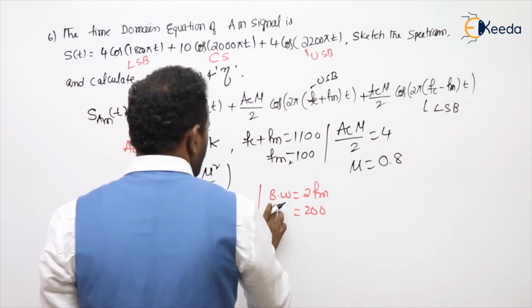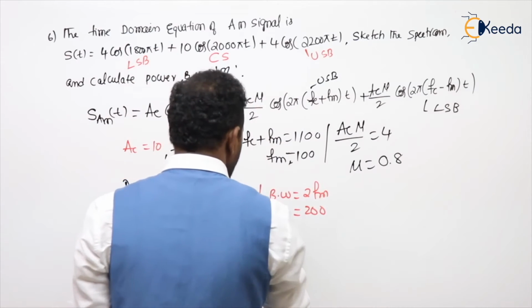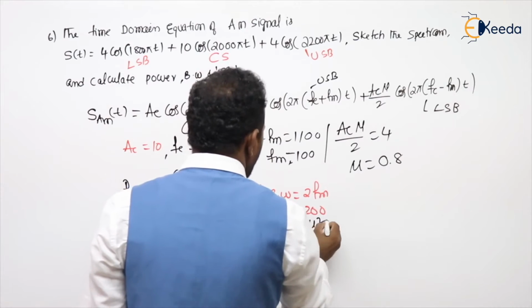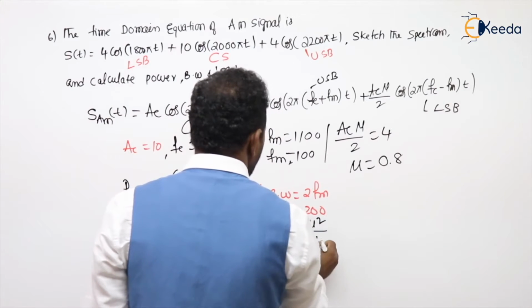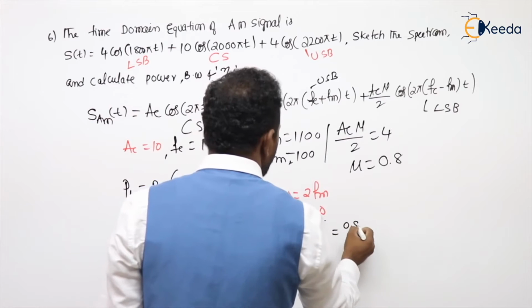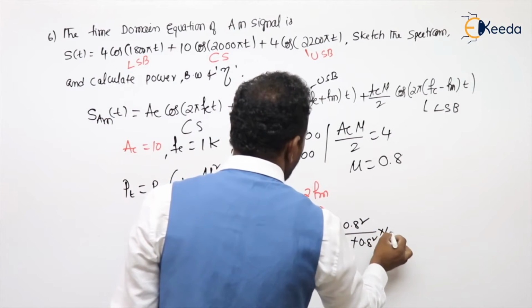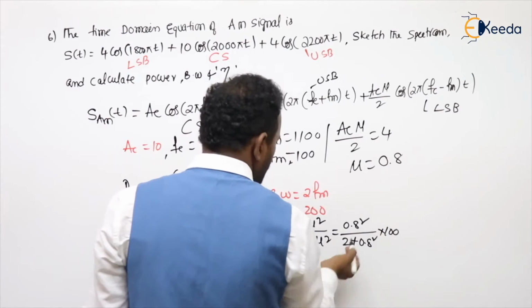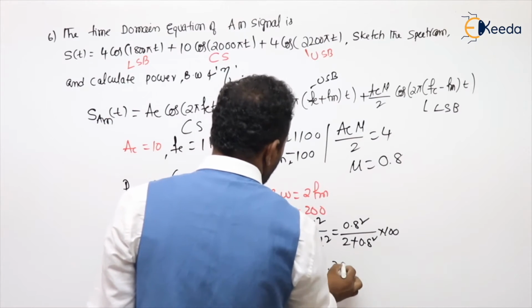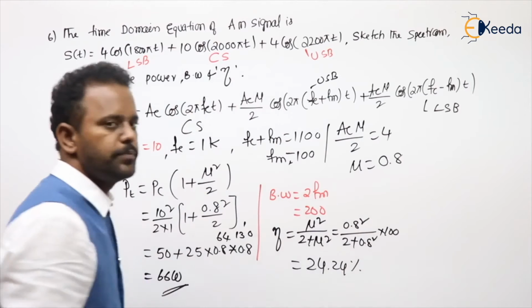What we need to calculate next is efficiency. What is the efficiency? Mu square by 2 plus mu square. Mu value is 0.8, whole square by 2 plus 0.8 whole square, into 100. This will be 24.24 percentage you will get.